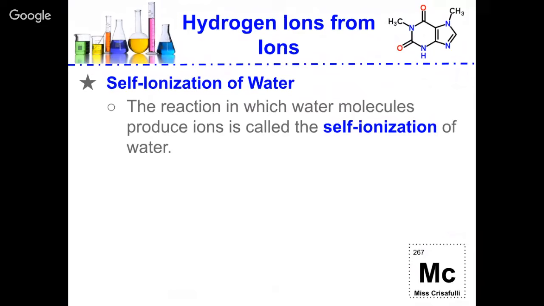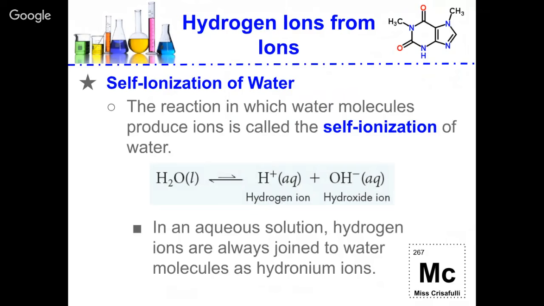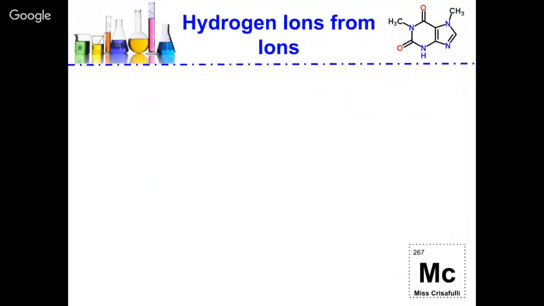This reaction in which water molecules produce ions is called the self-ionization of water. So H2O as a liquid will become H plus and OH minus. In aqueous solutions, hydrogen ions are always joined to water molecules as hydronium. And remember, hydronium is H3O plus.